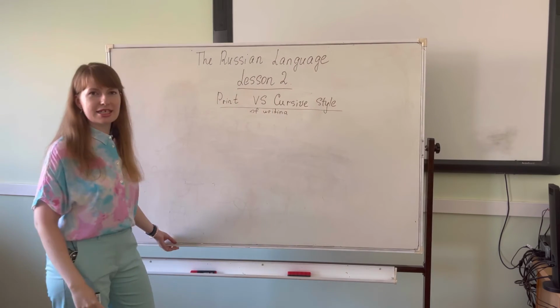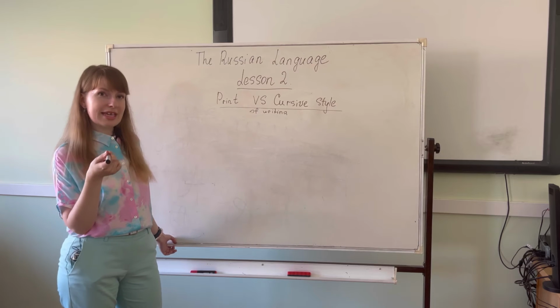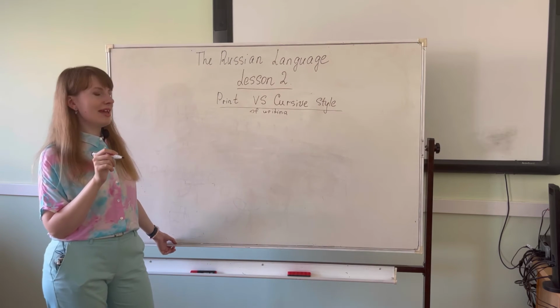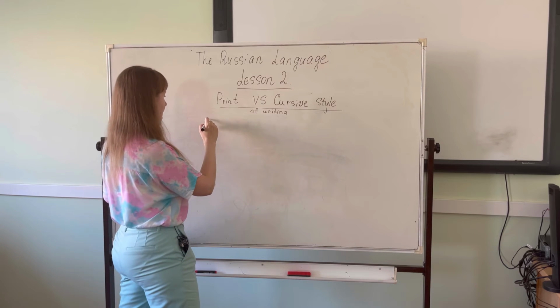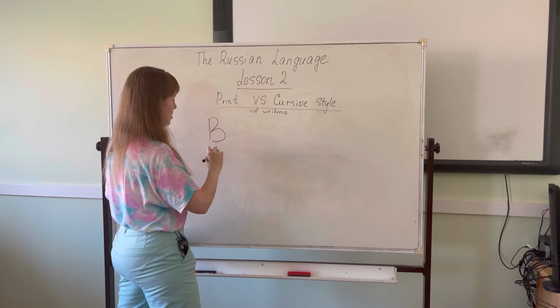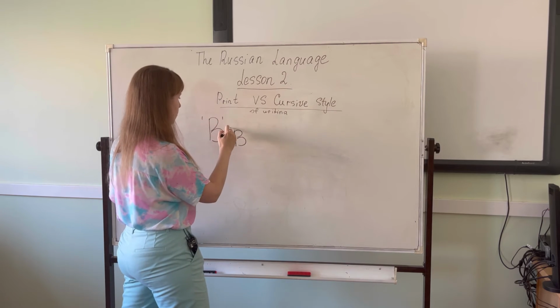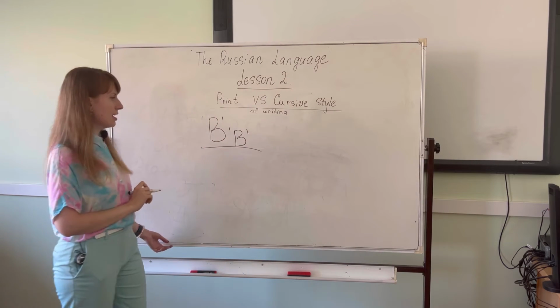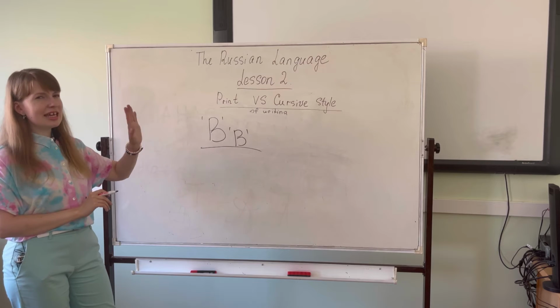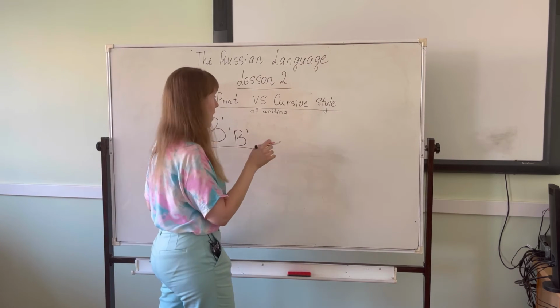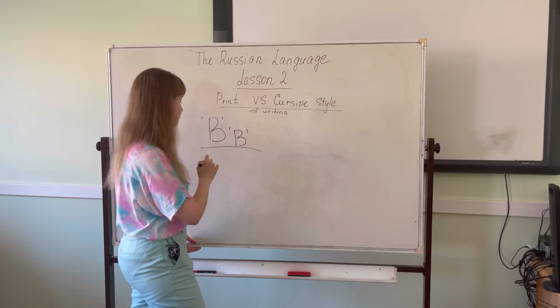Okay, and now we're going further, so fasten your seatbelts. We're taking off to the next letter. And the next one is, do you remember? Do you remember, please? Tell me. So it is В, right? So I again start with the print form, like this. Exactly looking like the English B, right? And now the cursive style, okay?